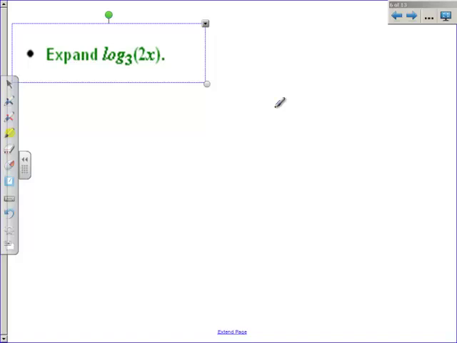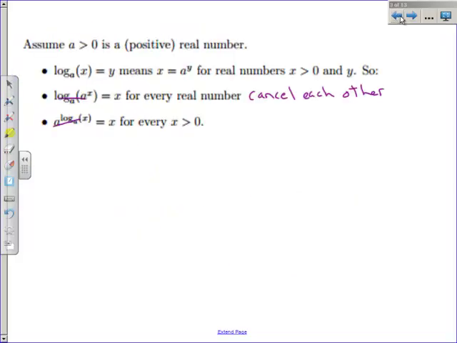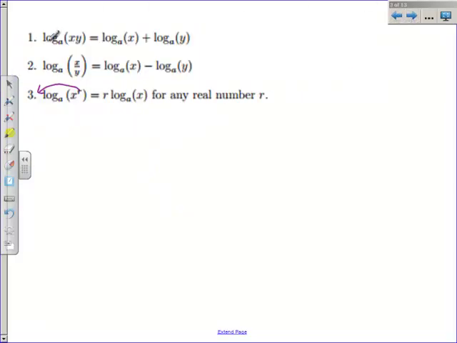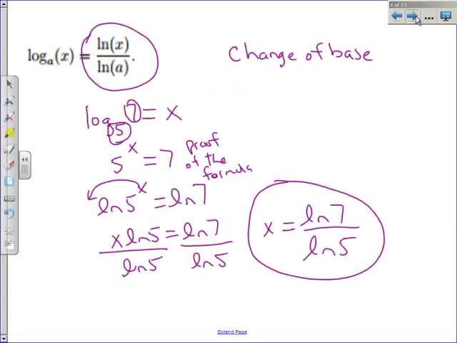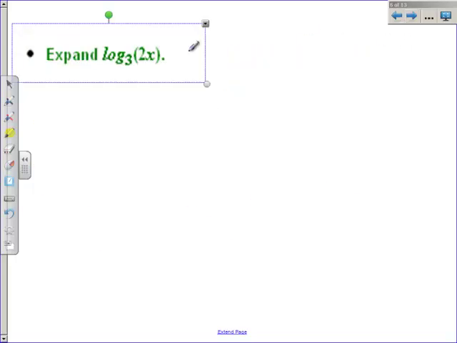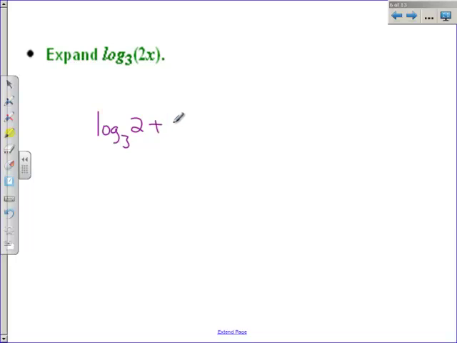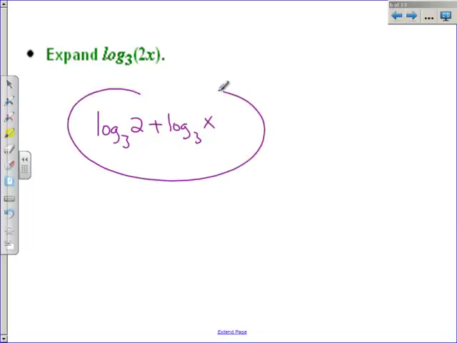Let's do some examples. Expand log base 3 of 2x. Well, this matches our very first rule. Let's go back and look at that very first rule for log. The log of a product is the log of the first plus the log of the second. Again, this is unique to logarithms. So this would mean that this is the log base 3 of 2 plus the log base 3 of x. Boom. Expanded.